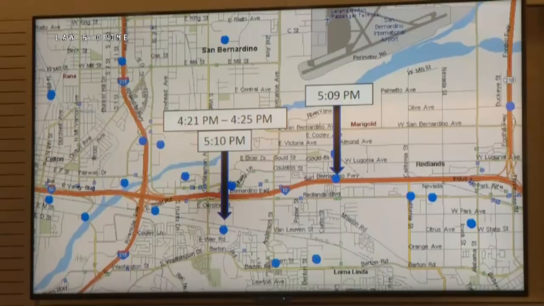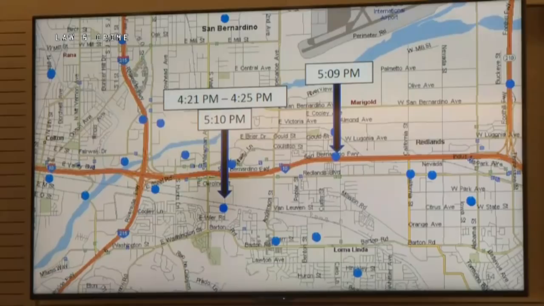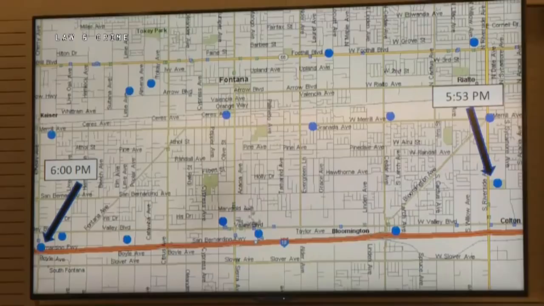So are we up to 460, is that what it is? Okay, are we still on February 2nd? Yes. Okay, what do we have now? All right, 5:53 and 6 p.m. are calls in the Fontana area, consistent with travel in the westbound direction.